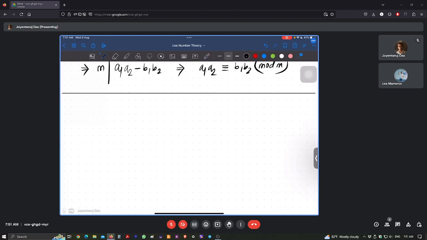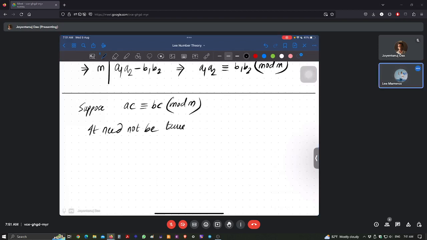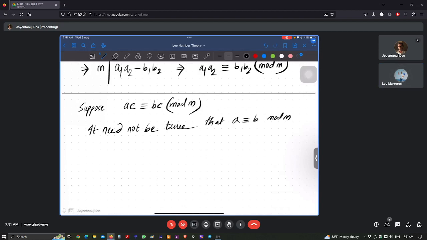So suppose you have AC congruent to BC mod M. It need not be true that A is congruent to B mod M. So you cannot cancel C from both sides like that. It need not be true that we can cancel the C from both sides.